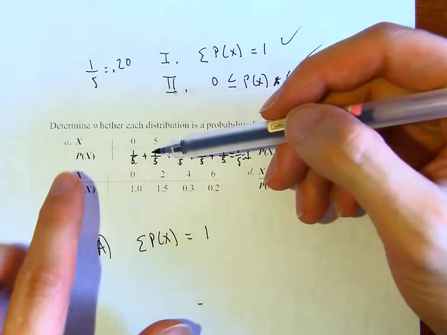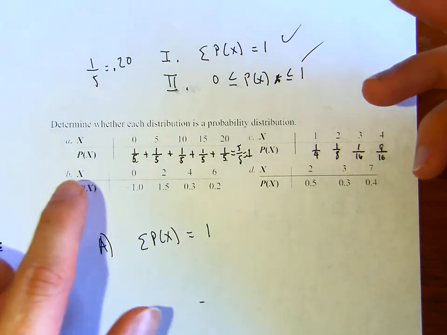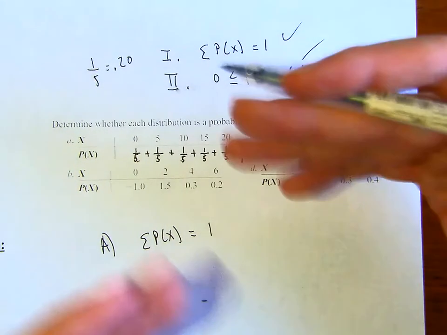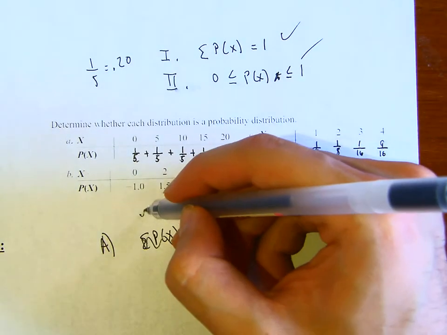What I'd like you to do is try and go through B, C, and D and just ask yourself, does it satisfy both conditions? And what I'd like you to do is pause the video and try and go through it. Okay, so for letter A, it was yes.